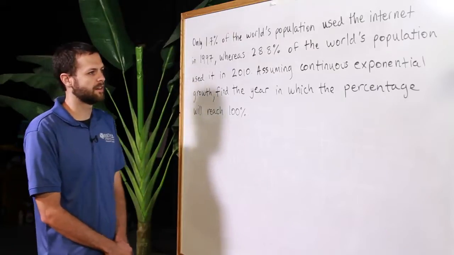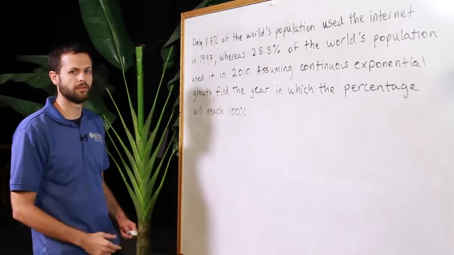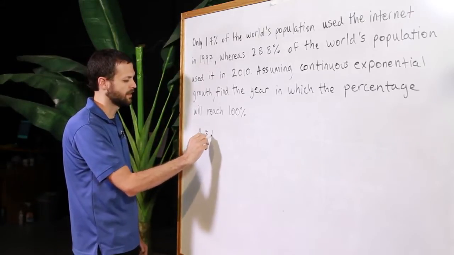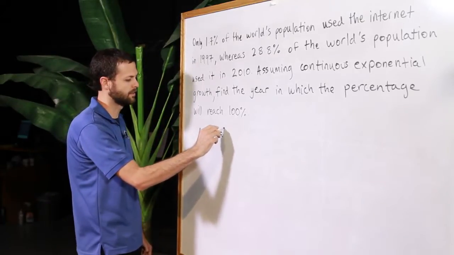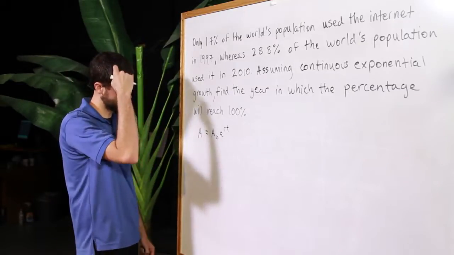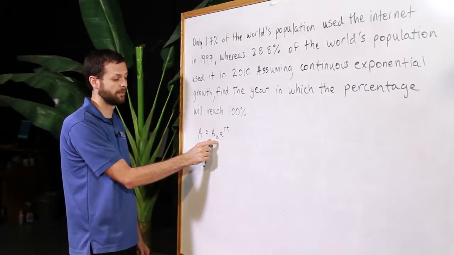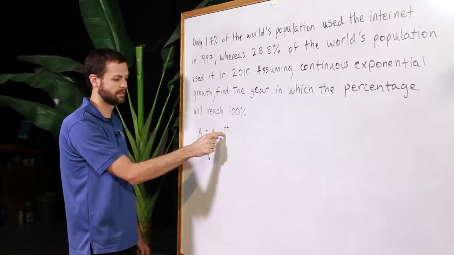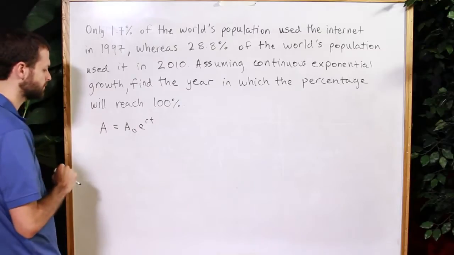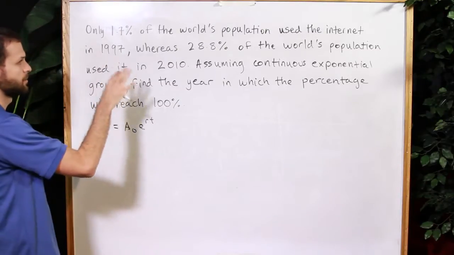The key phrase here is continuous exponential growth. That means we're going to be using an equation that looks like this: A equals A naught e to the RT, where A is the population after a given time t, A naught is the initial population, R is the constant, and T is the time, in this case, in years. Okay, let's pick this apart.